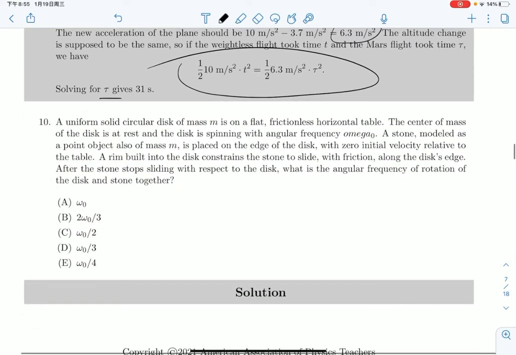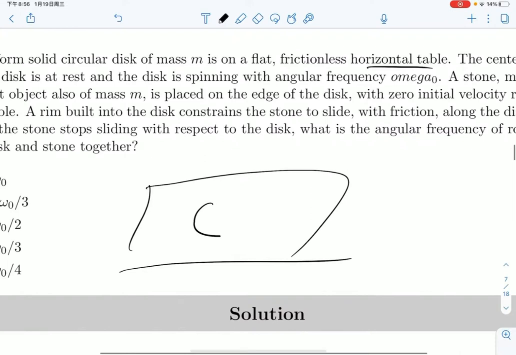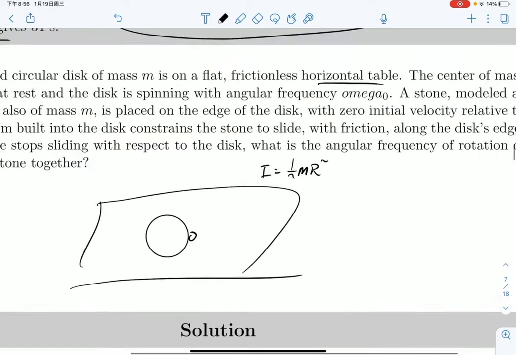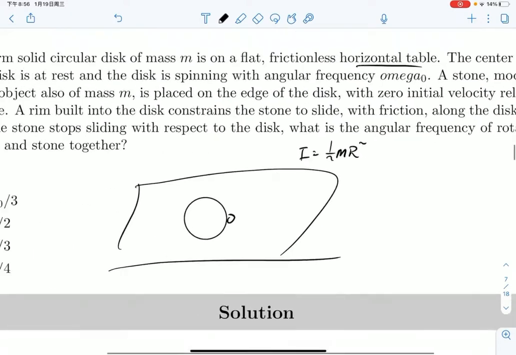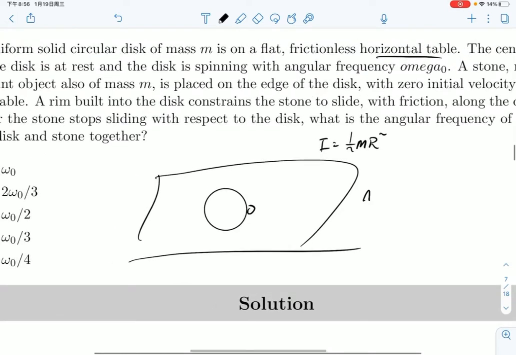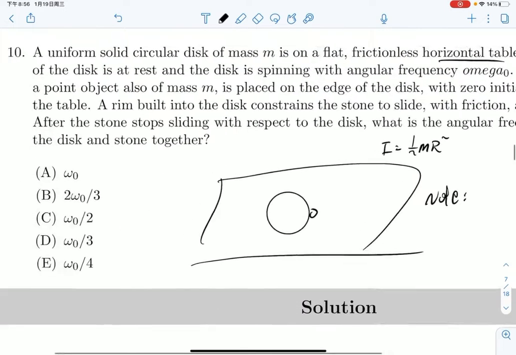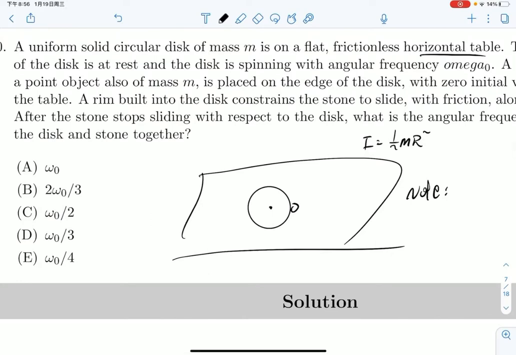Question 10 is to find the angular frequency of rotation of the disk. And it is on a frictionless horizontal table. And you will have a disk which has I of 1/2 mr squared. And you will have a stone over here. And the thing we need to note is that the disk is not rotating around its center, okay? The center is not fixed.